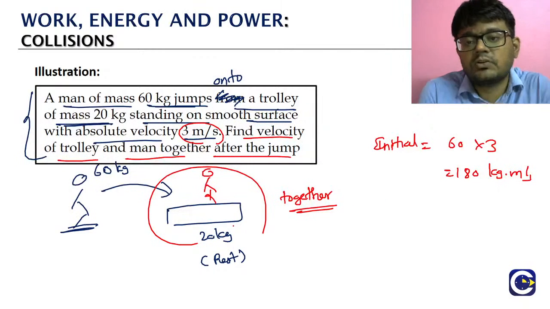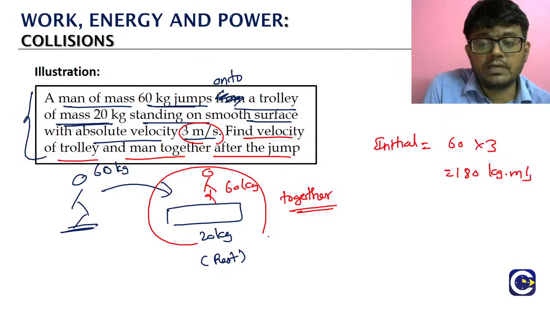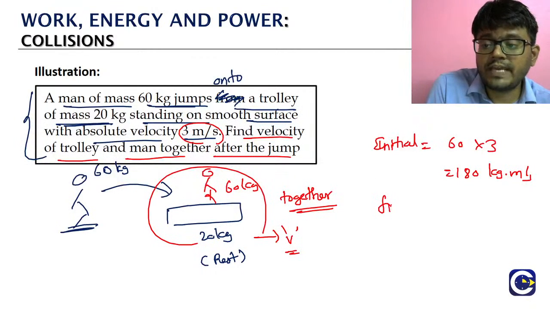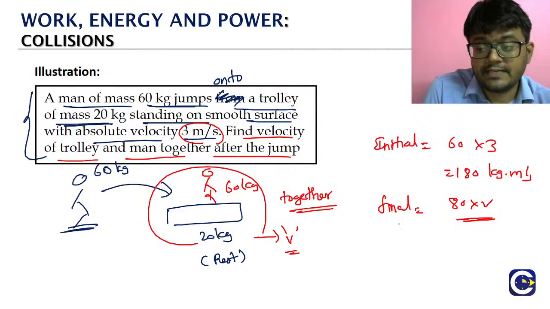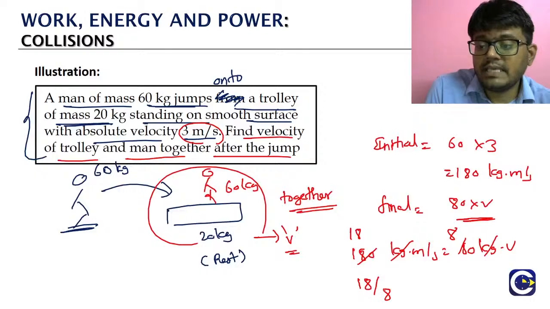Now after he jumps onto the trolley, they both are moving together. The man is 60 and the trolley is 20. Totally that is moving with velocity v. Let us say v is what we need to find. What is the final momentum in this case? Total mass is 80, into v. That's it, because conservation of momentum has to be satisfied. So we have 180 kg meter per second equal to 80 kg into v. The kg will get cancelled. 10 18s are 10 8s. So 18 by 8 is 9 by 4 meter per second. That is our v value.